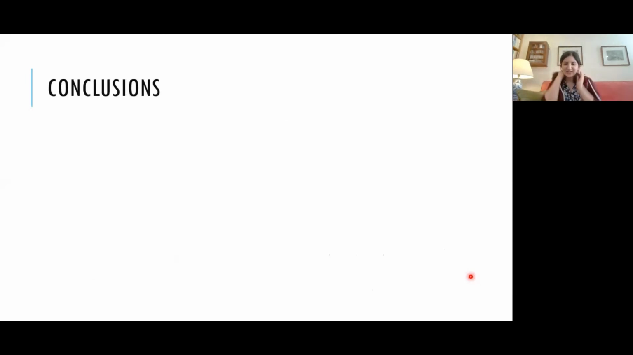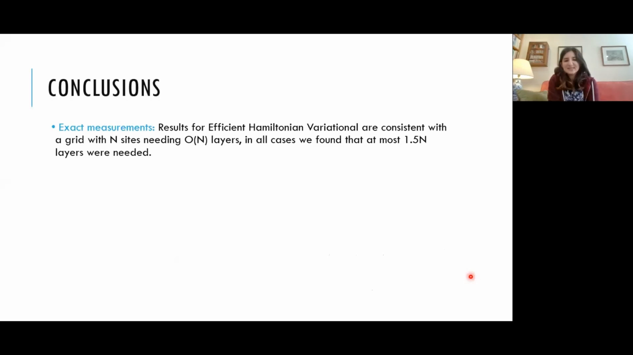Okay. Right, conclusions. For the exact measurements, results for efficient Hamiltonian variational are consistent with a grid with n sites needing order n layers. And in fact, in all cases, we found that at most 1.5 n layers were needed. So this is good. If we want to test bigger sizes, we can immediately go to a depth that we think will reproduce the ground state.